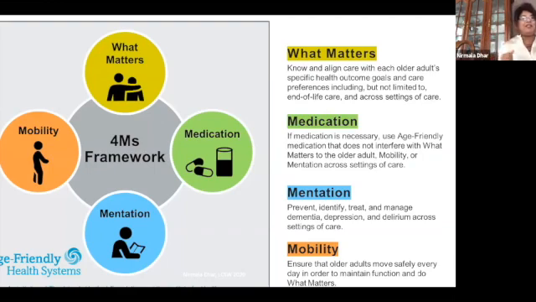So my challenge to you is to take this back to your organization, to your clinic, to your health systems, and talk about the 4 M's framework. And keep Karen in mind, because we're going to come back to her looking at this 4M framework. The next slide.